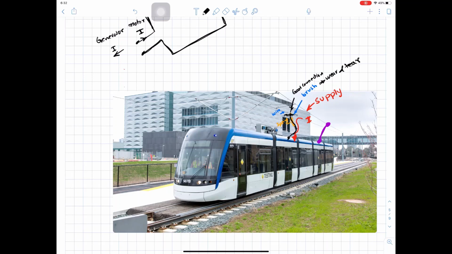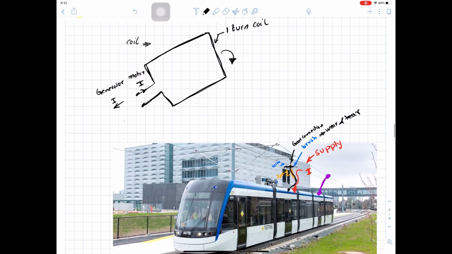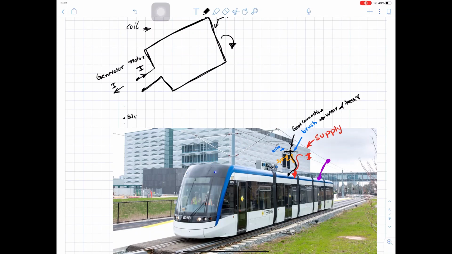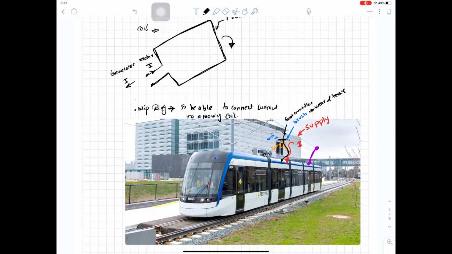And this is the idea of sliding, or we call it slip rings. So this is the idea for what is called a slip ring. So we use a slip ring to be able to connect current to a moving coil, using this idea of slipping, or sliding over the coil.